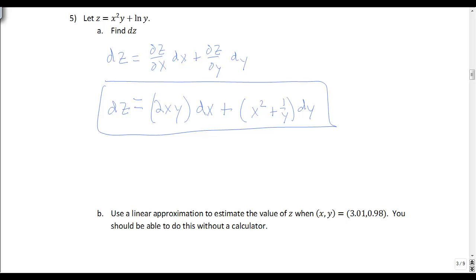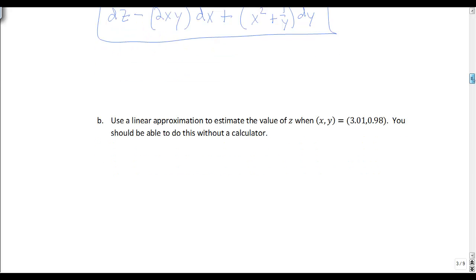I think there's a temptation to try and do something with the dx or the dy, but no, this is the differential here. And what we're saying is that if you did a tangent plane or a linear approximation to z equals x squared y plus natural log y at some point, and you change x by a little bit and y by a little bit, you can use these coefficients based on the point you're at to figure out how much z changes by. So we're going to do that in part B here.